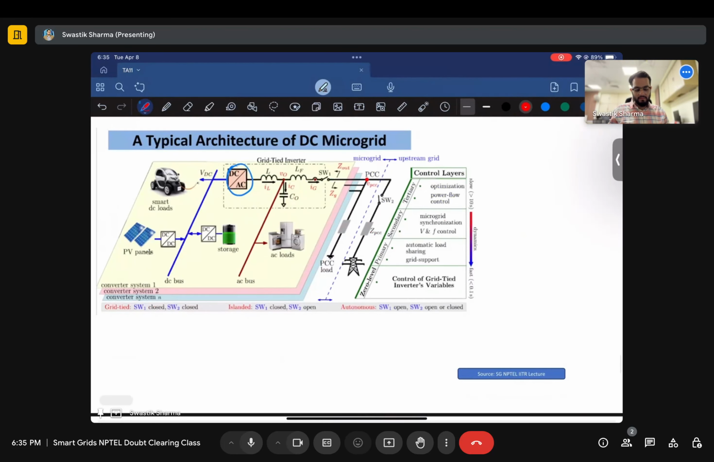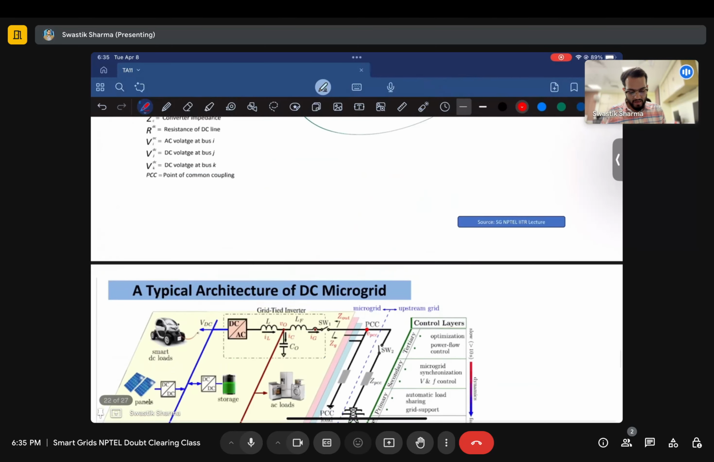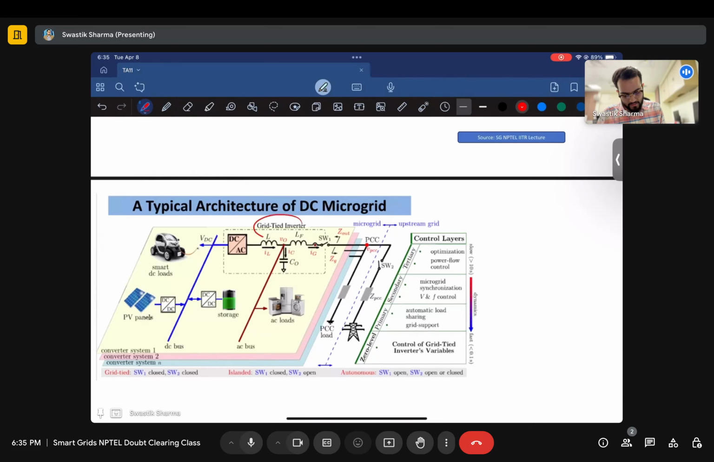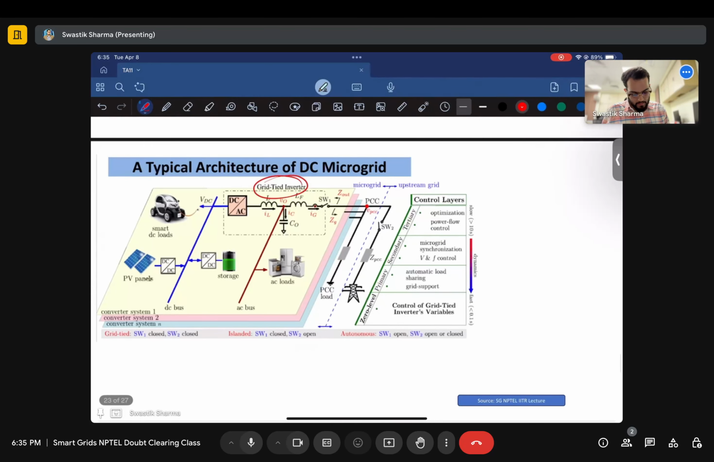This is how a typical DC microgrid works. In the last class we simulated a simple isolated DC microgrid architecture. For this DC microgrid architecture, we had a grid tied inverter. What is a grid tied inverter? An inverter which is between your grid and your DC bus. And based on that, there were separate control variables. What were the control variables? At the zeroth level, you want to control the grid tied inverter variables.